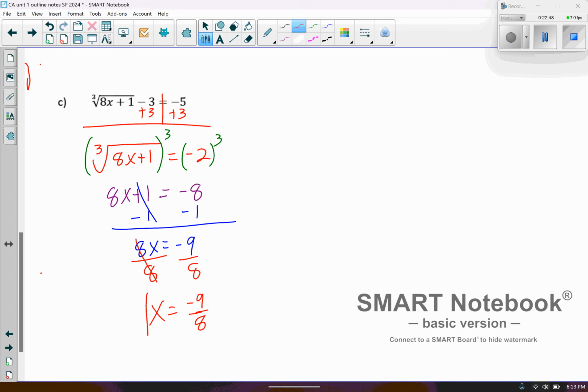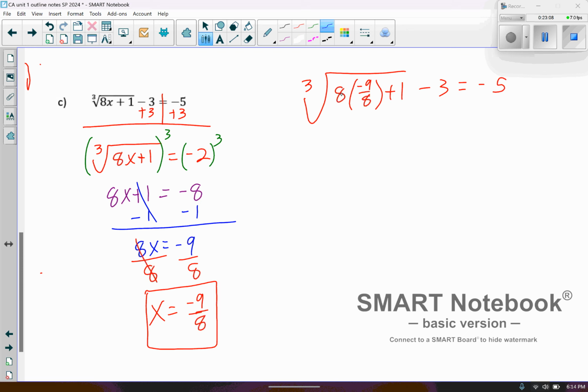And as long as you feel like you did your algebra correctly, you don't really have to worry about checking it. I'll show it to you just so you can see. So let's see, the cube root of 8 times negative 9 over 8 plus 1, take away 3. Does that equal negative 5? Well, what happens here is the 8's will cancel out, and so then I'm left with the cube root of negative 9 plus 1, take away 3, equals negative 5. And then this would simplify into the cube root of negative 8.